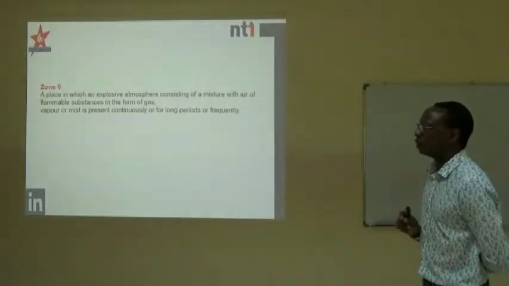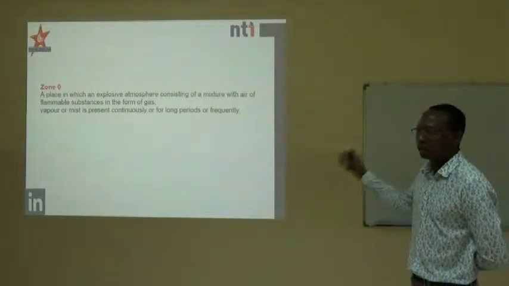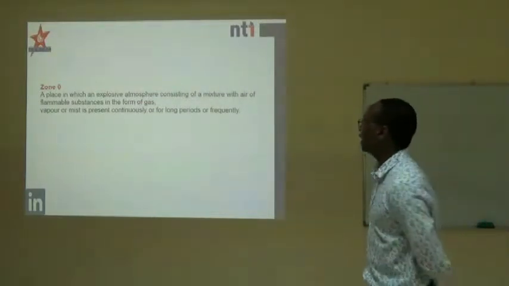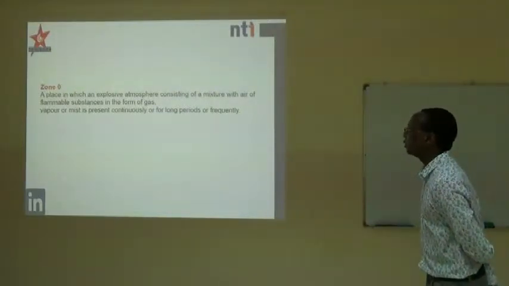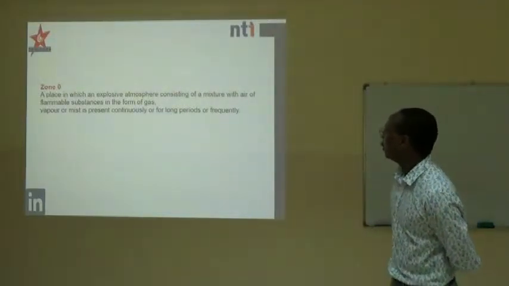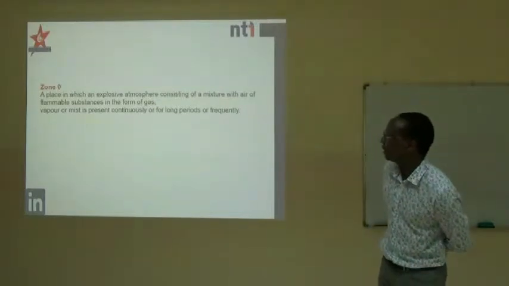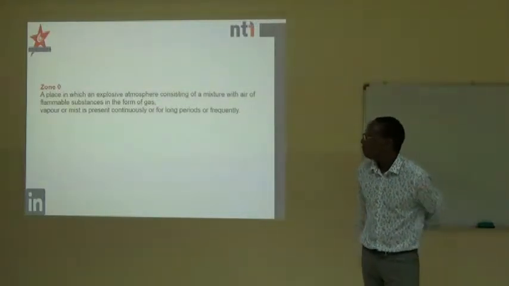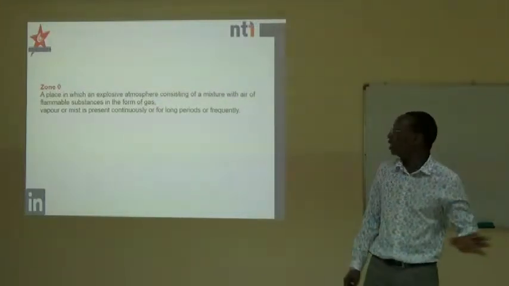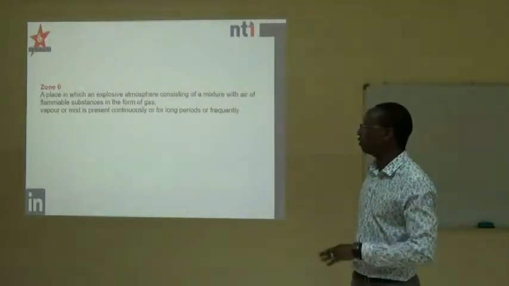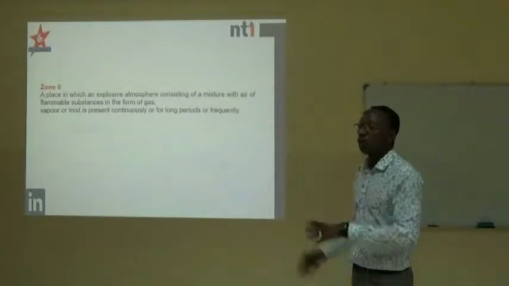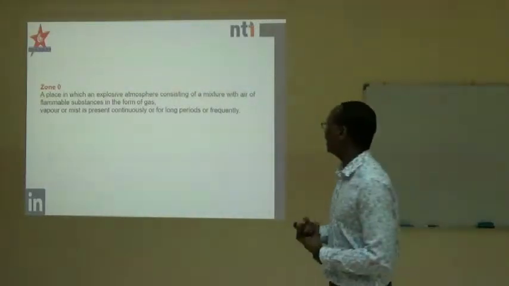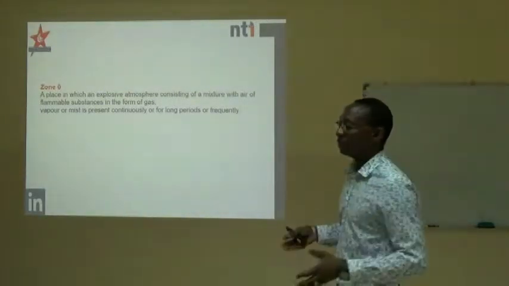Let's look at what these zones are. I've been talking of zone 1, zone 2, and zone 0. Zone 0: a place in which an explosive atmosphere consisting of a mixture with air of flammable substance in the form of a gas, vapor or mist is present continuously or for long periods or frequently. That is the key word here. Present continuously. So always there are some vapors.